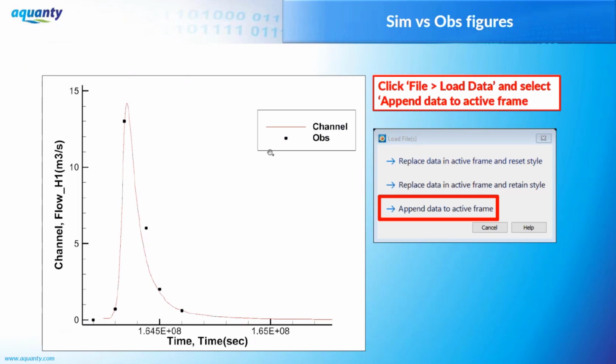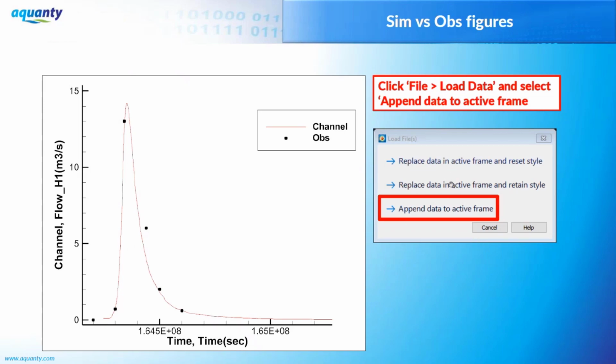Simulation versus observed. What if you have HGS output and you have your observation file, and you want to show your observation versus your simulated? You want to see how good your simulation looks. In this case, you load your HGS output. I'm going to show the same example in the tutorial, and then you load your observation.